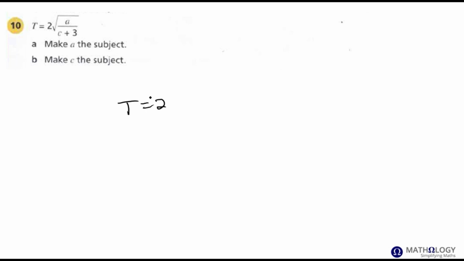Given t equals 2 times the square root of a over (c plus 3), we want to make a the subject of the formula. So if we just look where a is, firstly it's part of a fraction, but it's also bound by a square root bracket. So we are going to need to remove that square root bracket. But before we do that, we need to remove this 2. This 2 is multiplied by that square root bracket. So we're going to divide both sides by 2 first.